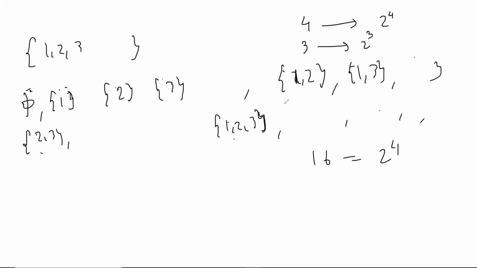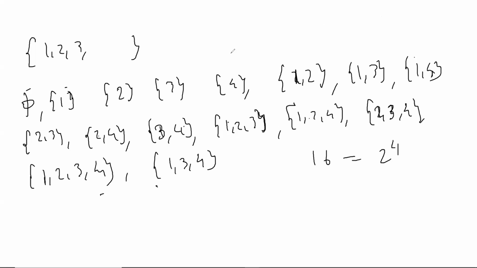Oh, okay. We are seeing a pattern. 2 to the power 3. And you can now bet that, I mean, this is easy to check. If you had only 1 and 2, then you would have 2 to the 2. So now you can use the inductive reasoning and make a conjecture, right?